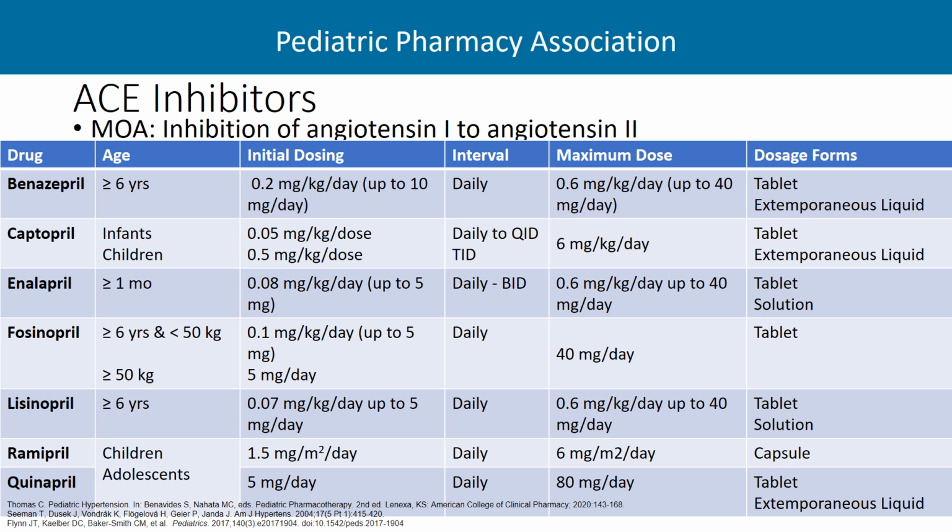Just to highlight a few of the ones that are seen most commonly in practice, at least what I have seen, captopril and lisinopril are the two that I have seen most often. Captopril is used in the younger patient populations as well, so you can see infants and children listed. You can see the interval; you can go up to 3 times a day or 4 times a day dosing. What is nice about captopril is that it's easily titratable, so you can quickly make dose adjustments or titrate more slowly in case you are concerned for hypotension in a younger patient.